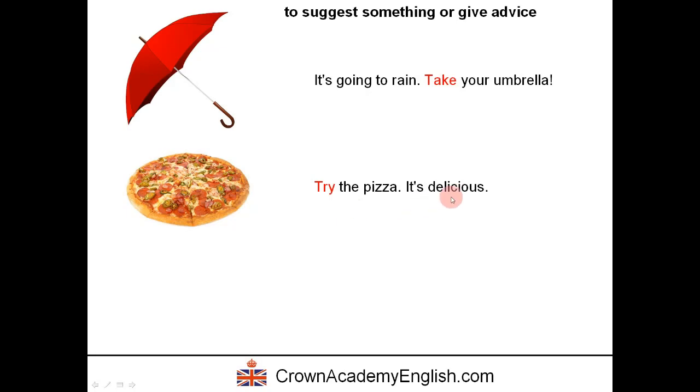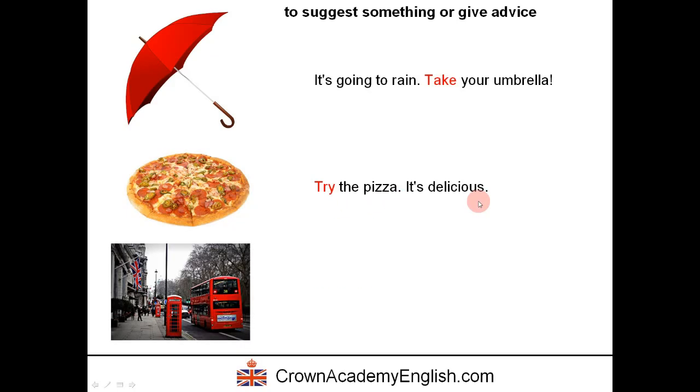Try the pizza. It's delicious. So we're advising someone to taste the pizza, to try it. Don't live in London. It's expensive. So this is some advice using the negative form. Don't live in London. It's expensive.